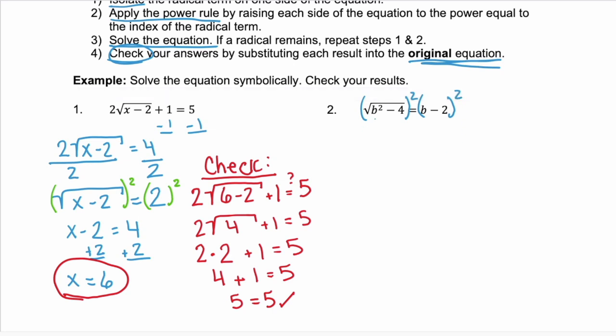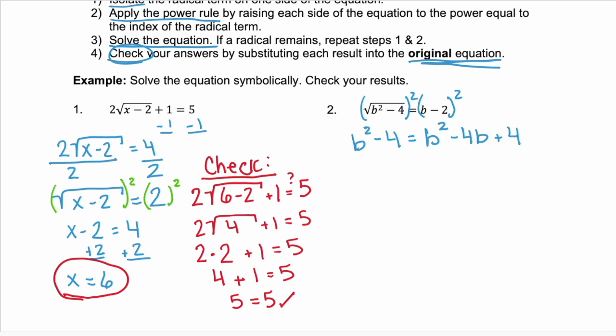So the left-hand side, we're squaring a radical. We just get the radicand. And on the right-hand side, we're taking b minus 2 and squaring that. Well, that's a perfect square trinomial, if you remember your factoring. If not, write it out and actually multiply b minus 2 times b minus 2. And you'll get to that perfect square trinomial of b squared minus 4b plus 4.